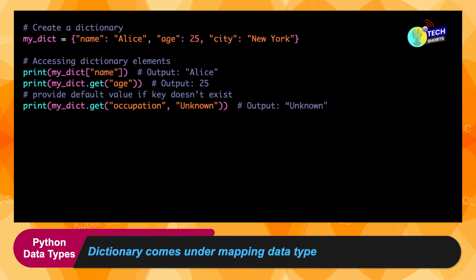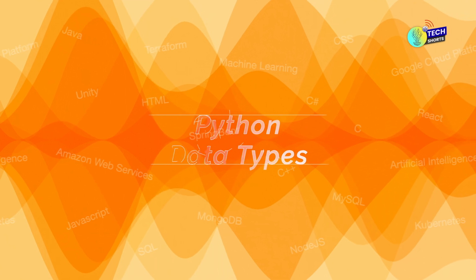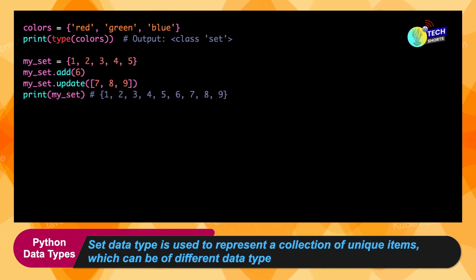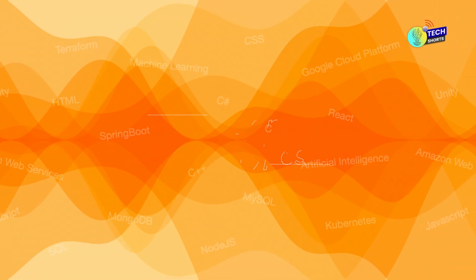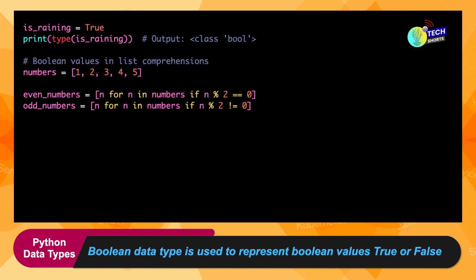Dictionary data type comes under mapping data type, which is used to represent a collection of key value pairs, where keys are unique and values can be of different data types. Set data type is used to represent a collection of unique items, which can be of different data types. Boolean data type is used to represent Boolean values, true or false.